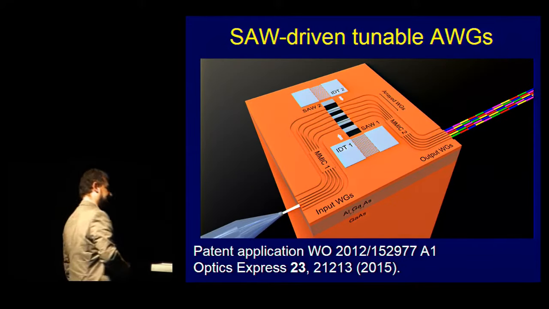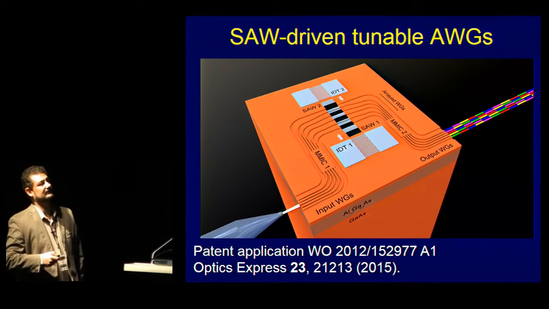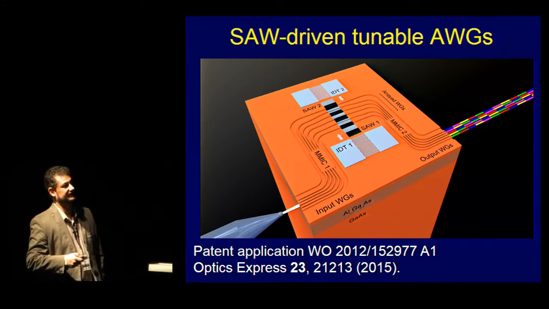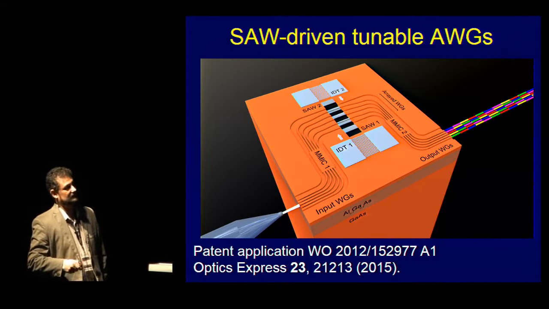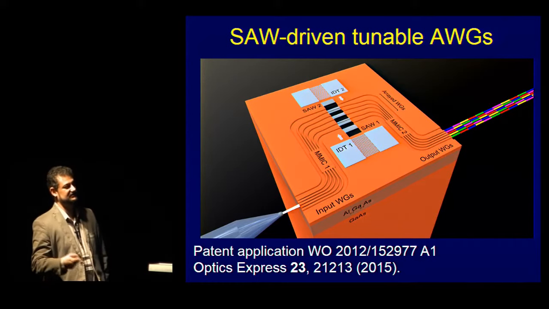And the last thing I wanted to mention is to try to achieve tunable AWGs, phased array waveguides, using acoustic waves. The idea here is that we come in with many wavelengths at a particular port. This is why you see this white light coming in here that has all the wavelengths. If you don't have your acoustic wave here, you have different wavelengths coming out at different ports.